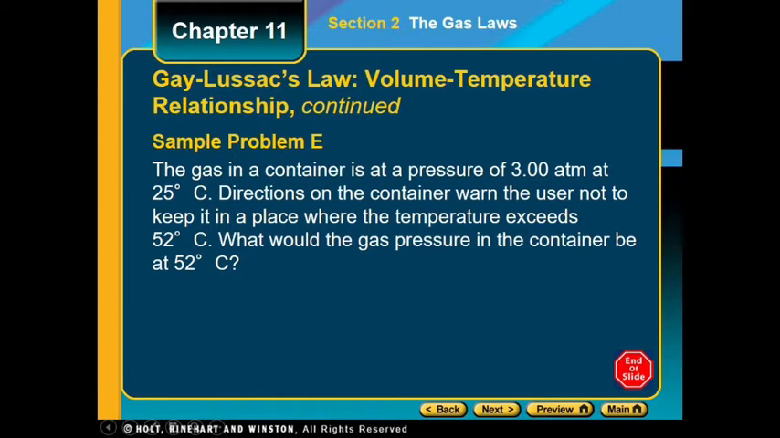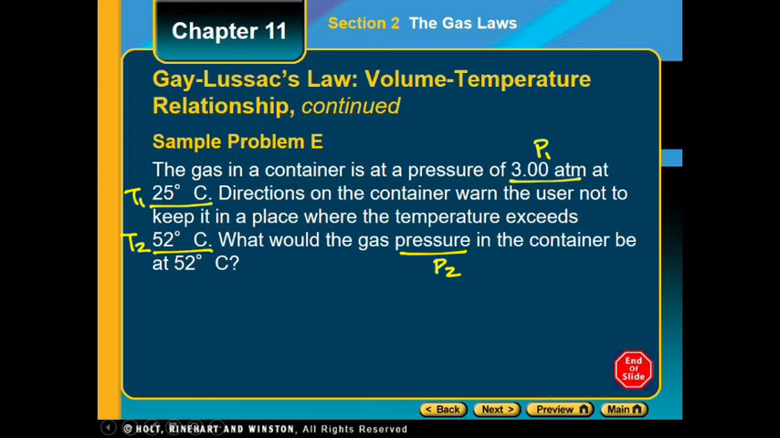A gas in a container is at a pressure of 3 atmospheres, so that's our first pressure, and 25 degrees Celsius, first temperature. Again, temperatures must be converted to Kelvin. Directions on the container warn the user not to keep it in a place where the temperature exceeds 52 degrees Celsius. That's our second temperature. What would the pressure be at 52 Celsius?